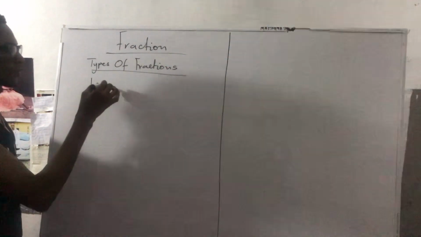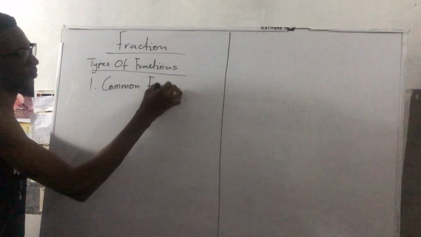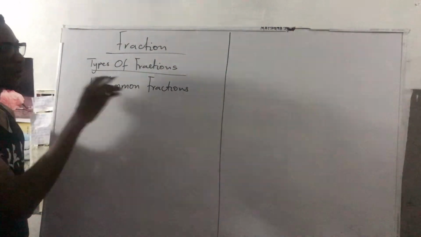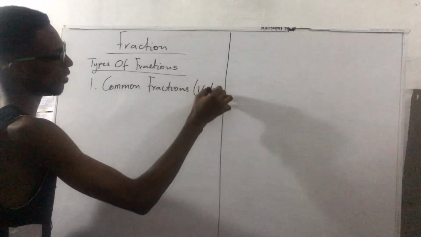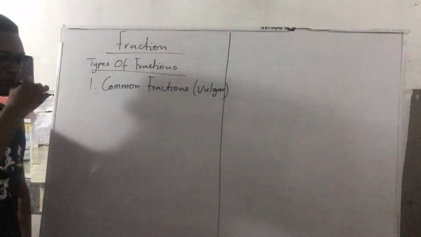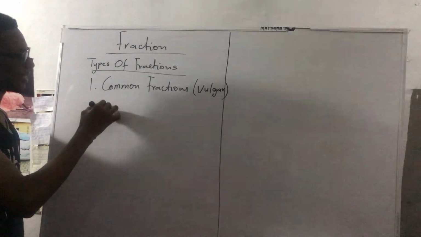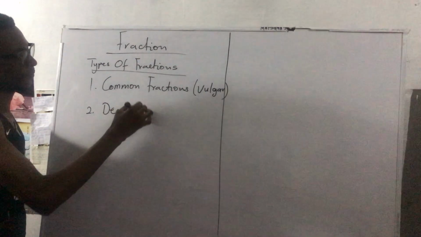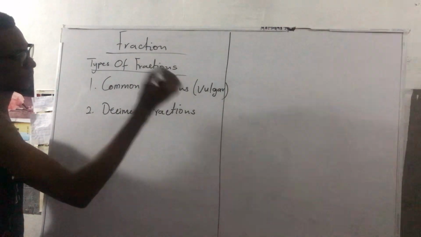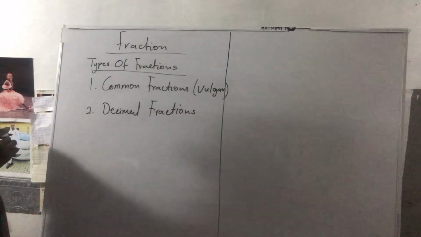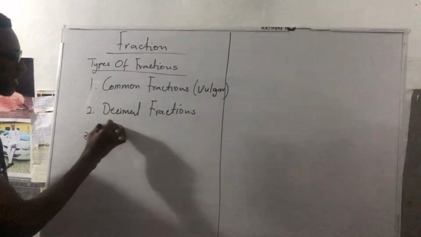One is called common fraction. The common fractions are also called vulgar fractions. Then followed by decimal fractions. Then the third type of fraction is called percentages.